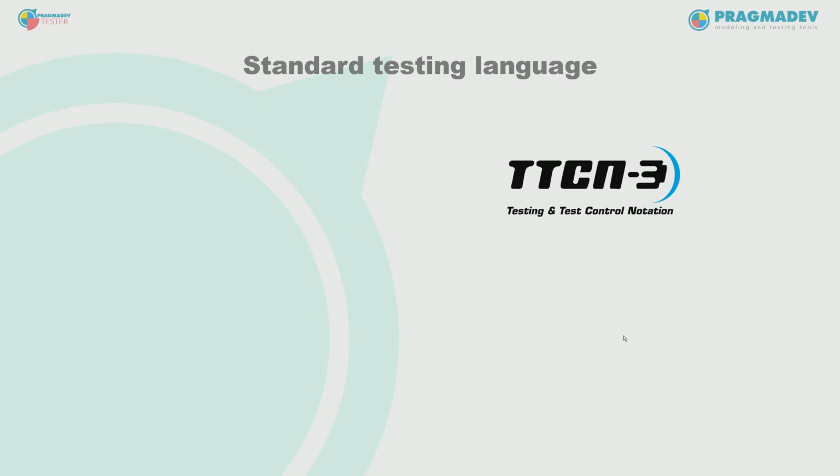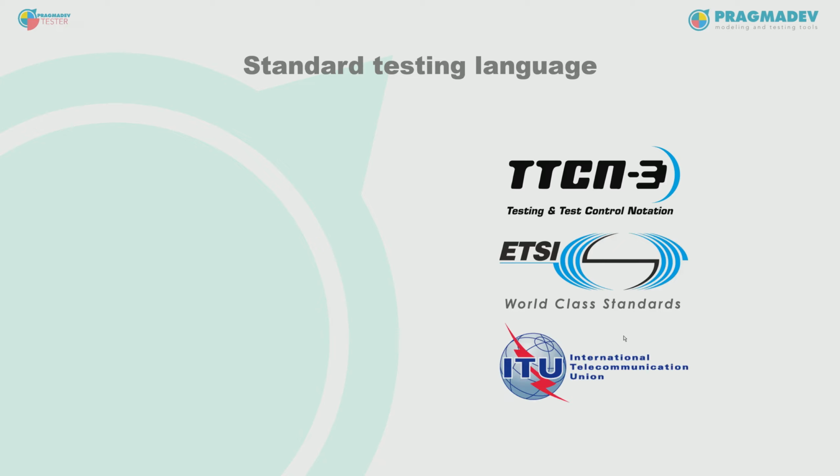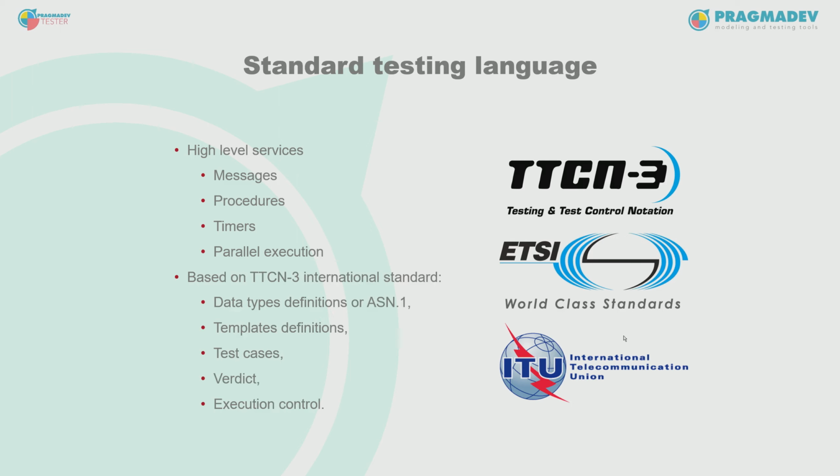PragmaDev Tester is based on TTCN3 International Standard. TTCN3 stands for Testing and Test Control Notation. It is written by ETSI and standardized by ITU. TTCN3 is a textual language that includes high-level services such as messages, procedures, timers, and parallel execution. TTCN3 also includes its own data types, the concept of template in order to verify an information in one statement, a test case organization, and the concept of verdict.